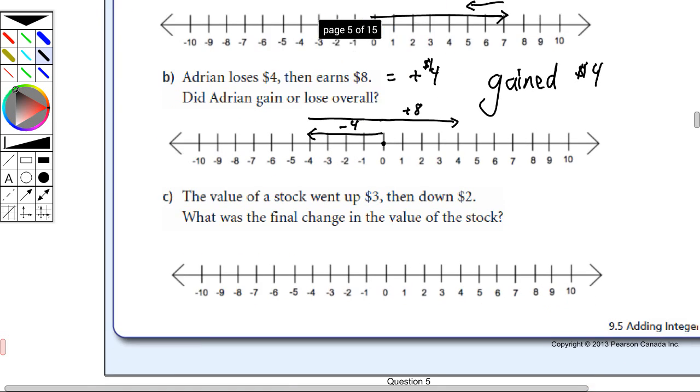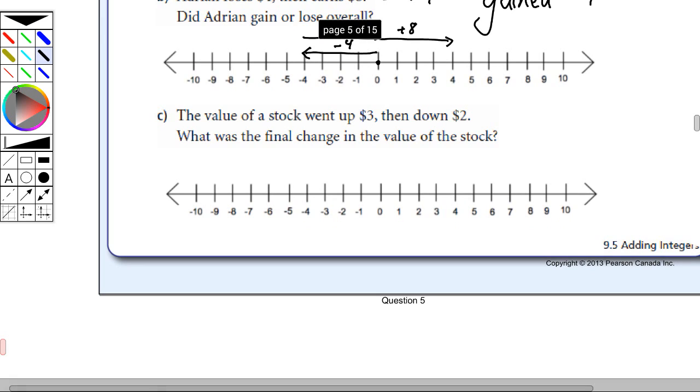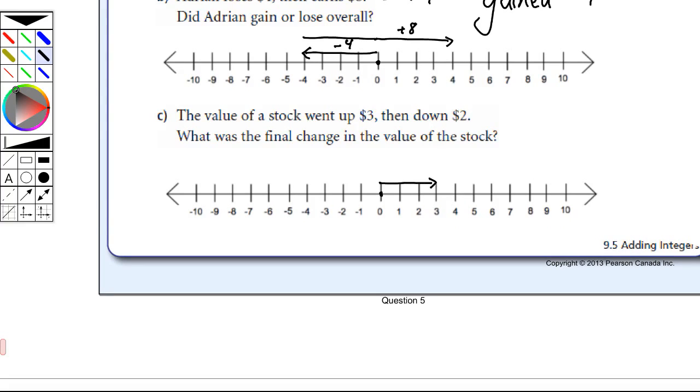C, the value of a stock went up $3. So in a day of trading, it went up +3, but then it went down -2. That leaves us at 1. So the final change for the day is that the stock had gone up +$1. That's the final change.